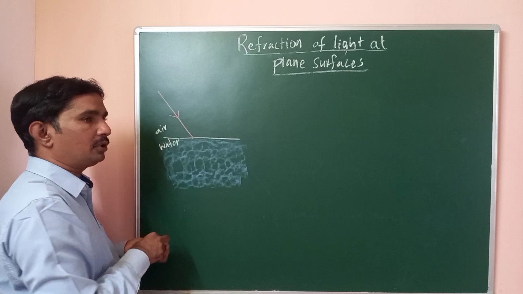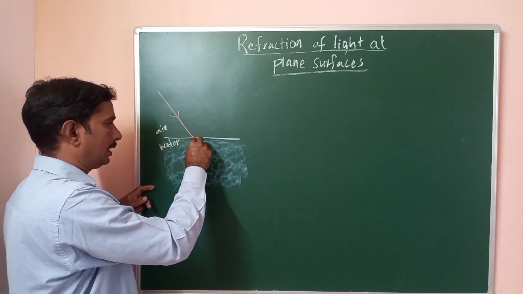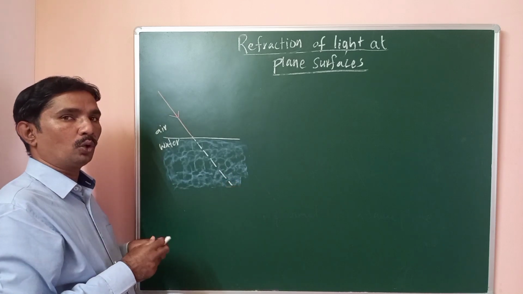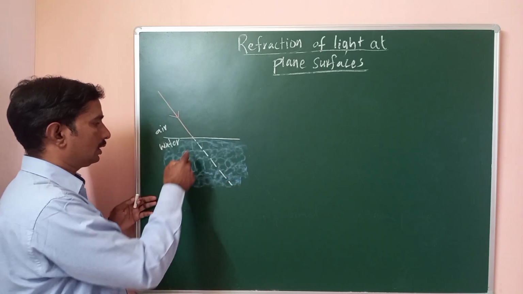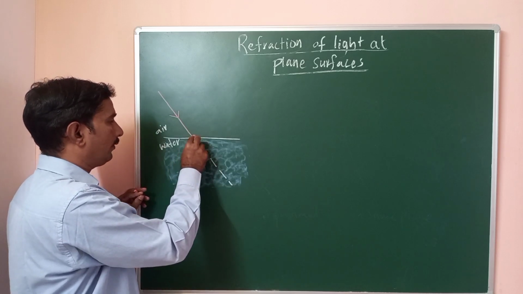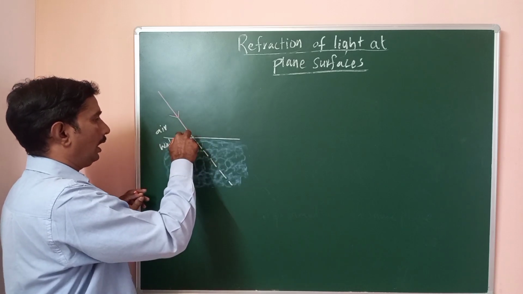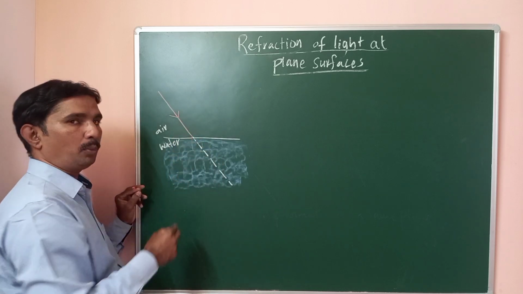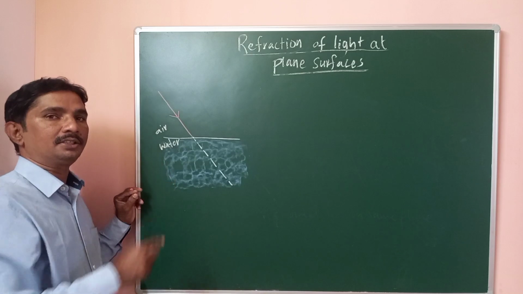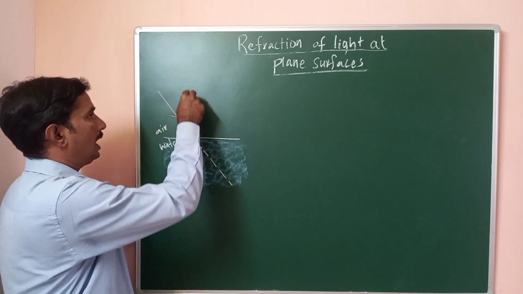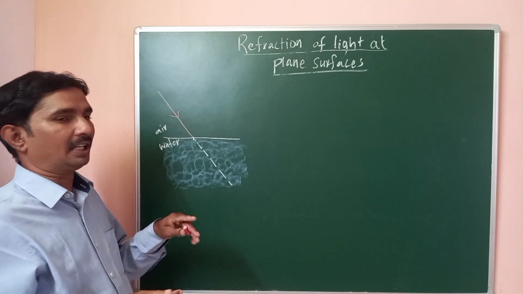This light ray is supposed to travel in this direction, but it will not go in that direction because the molecules here are quite close to each other. At this point where air and water are separated, that point is called the point of incidence. The point at which the light ray is incident on the surface of the water is called the point of incidence. At that point we are going to draw a perpendicular line.